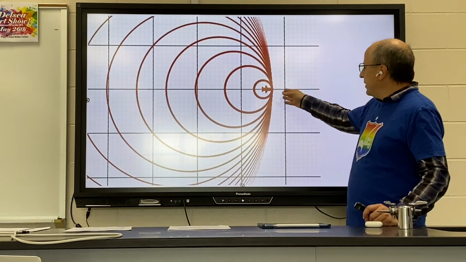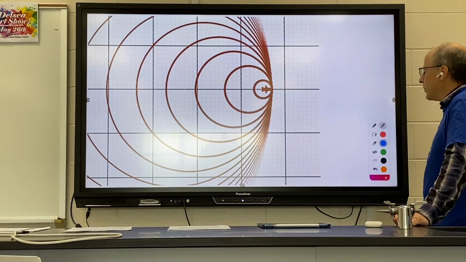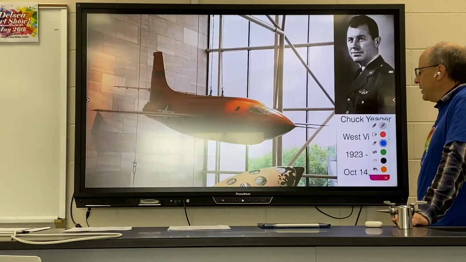And if you could draw this out, you can see all the waves are overlapping at the front of the plane. This is going to create an area of tremendous turbulence where we get high and low pressure regions right on top of each other. Okay, so we're going to create high turbulence.